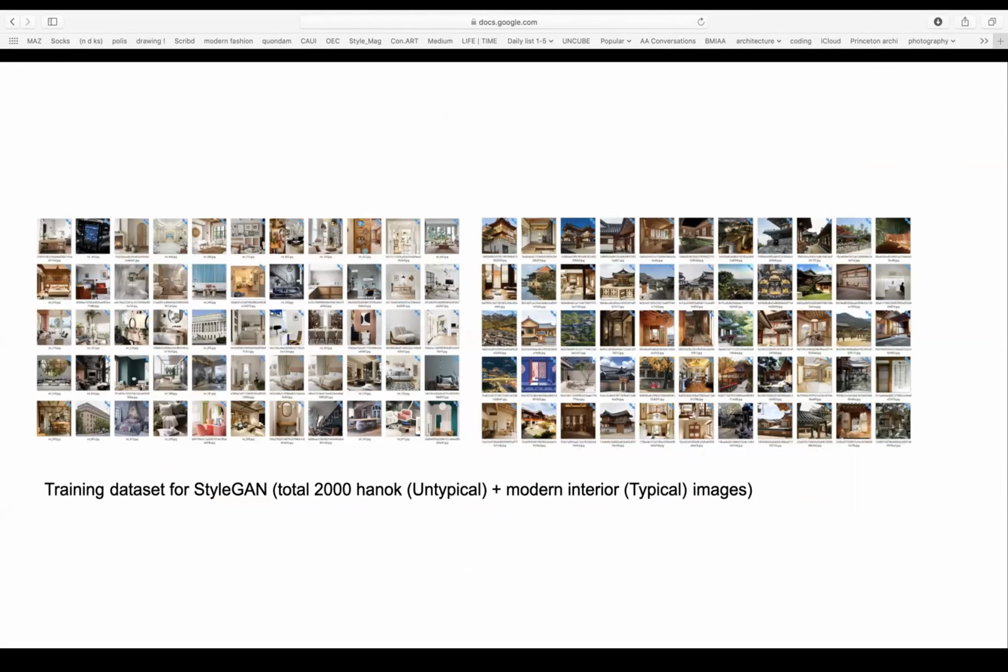So with such traits of StyleGAN in consideration, each student group of the unit was asked to create two specific datasets. One of them is typical architecture, that is generic utilitarian architecture, and another one is untypical architecture, that is traditional Korean architecture.